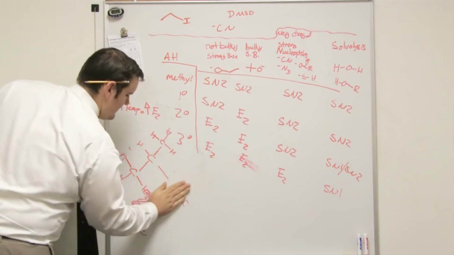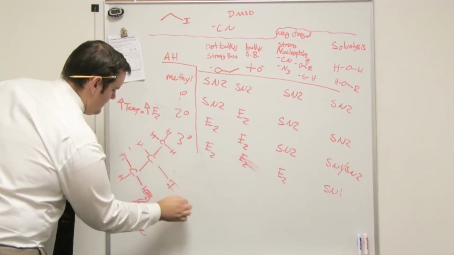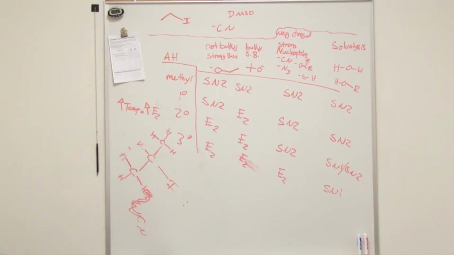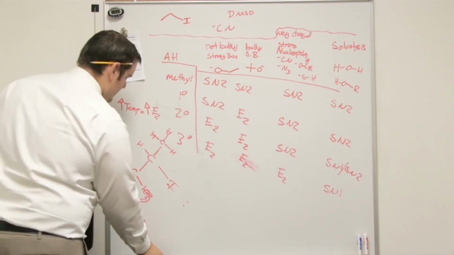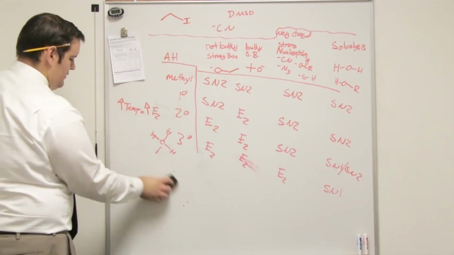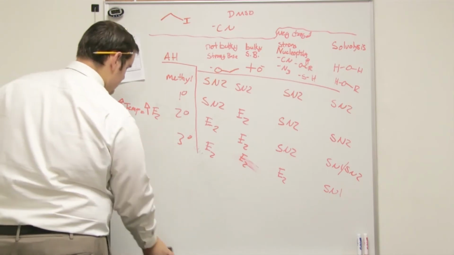I guess I should draw this example. If you have that carbon, if he hits one of those hydrogens, that's still primary. So that's why it being tertiary matters. So the more branched it is, the more likely it's going to be elimination over substitution.